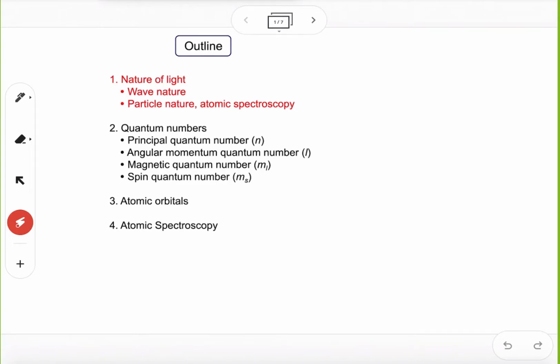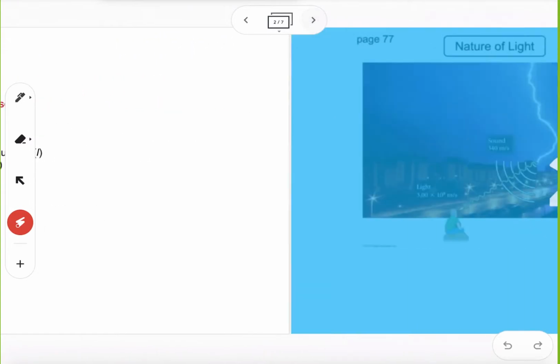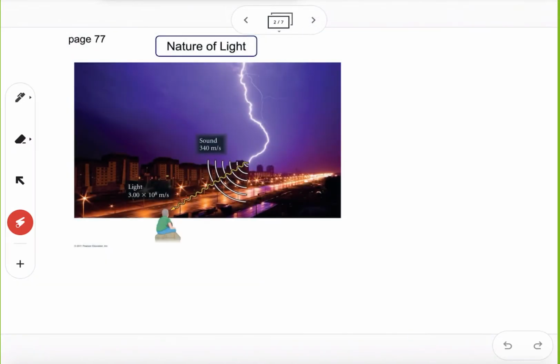Alright folks, this is the first video of chapter 2 and it's about the first topic, nature of light, and we will talk about the wave nature and the particle nature of light. This slide shows you some very basic properties of light and sound. Both light and sound are two types of energy, okay?